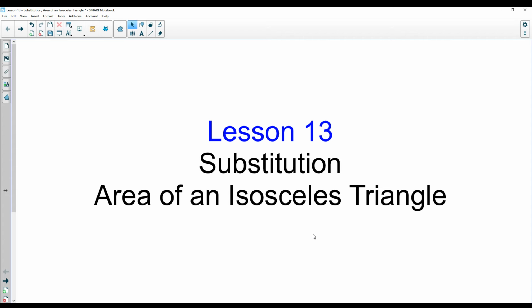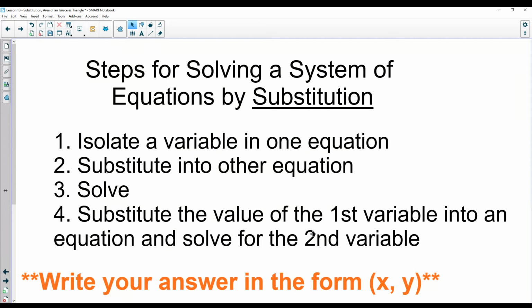Lesson 13, Substitution and Area of an Isosceles Triangle.